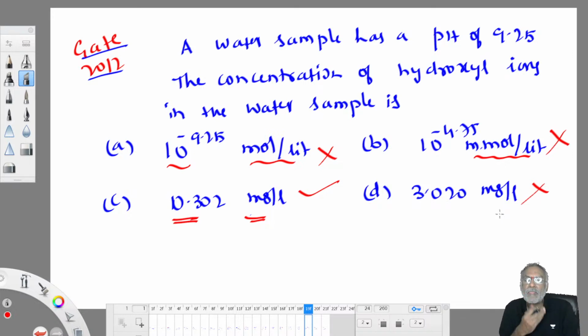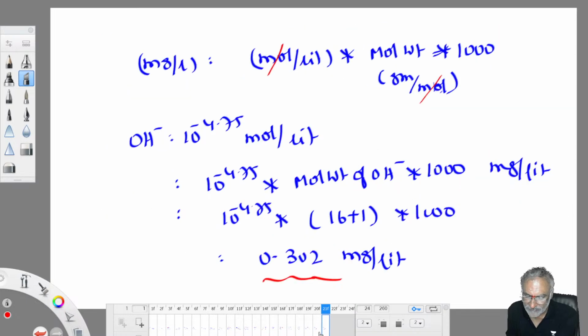Nowadays there are MSQ questions, multiple select questions, where we give answers in different units. Moles per liter will be given, millimoles per liter will be given, and milligram per liter will also be given. So that's how it will confuse you. You should be careful with unit conversion. Of course, chemistry-related unit conversion is tough for a civil engineer. The rest of the things we are perfect at, isn't it?